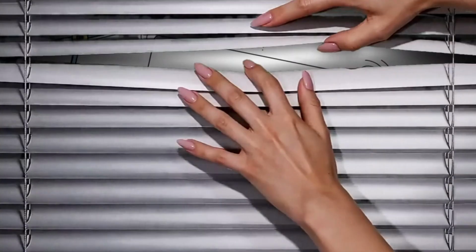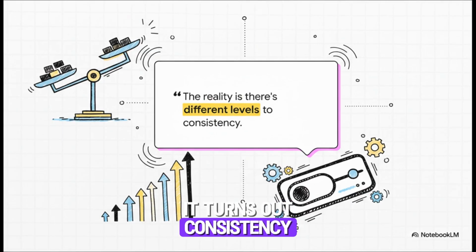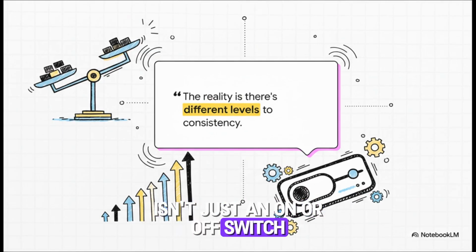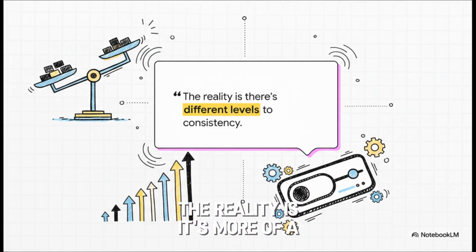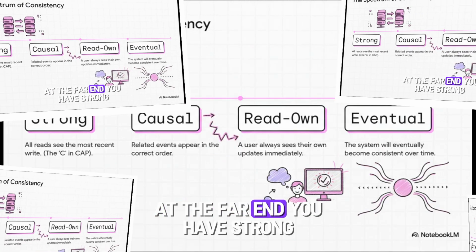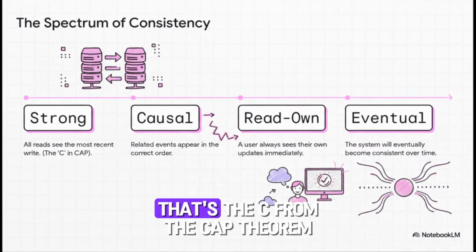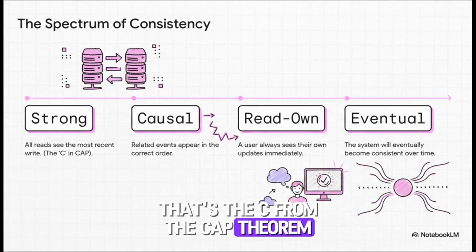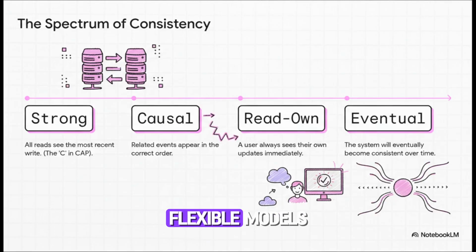And we can go even deeper. It turns out consistency isn't just an on or off switch. The reality is, it's more of a spectrum. At the far end, you have strong consistency. That's the C from the CAP theorem. But there are other, more flexible models.